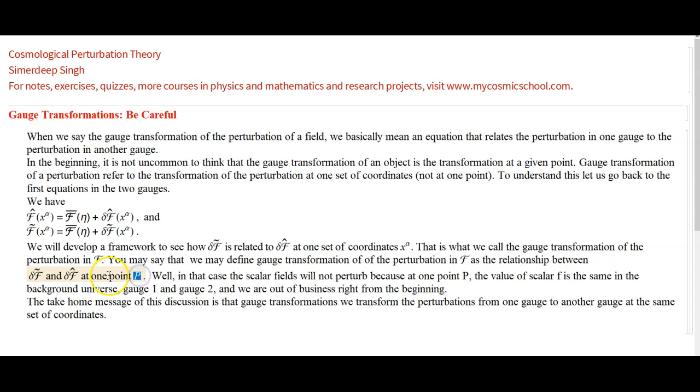We define our perturbations so that we are looking at differences at the same set of coordinates, not at the same point P. For example, if our coordinate is 1, 0, 0, 0, then we are interested in knowing the values at 1, 0, 0, 0 in their own respective gauges. So this is a very important concept.